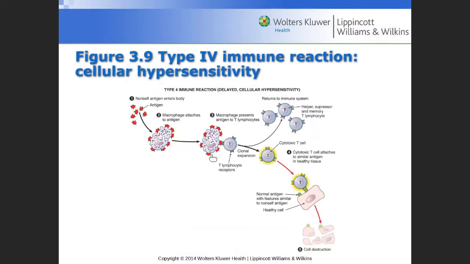And then the fourth hypersensitivity. This requires the whole cells, and is known as cell-mediated immunity or cell-mediated hypersensitivity. This usually takes a long time, so it is also known as delayed-type hypersensitivity. And I'll give you two examples.